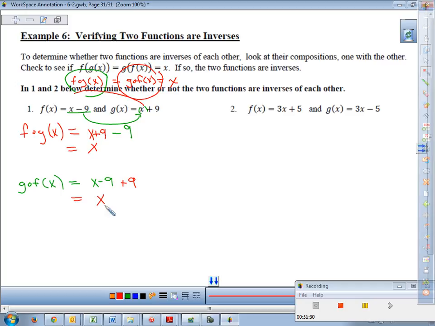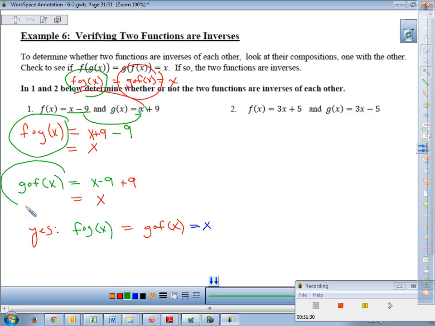X. Are those two functions inverses of each other? We got x back both times, so the answer is yes. And I want you to write this down. F of g of x equals g of f of x, which equals x. It's the rule for it. It's the two things that you had here. This equals this, which what did they equal? X. They all equaled x.